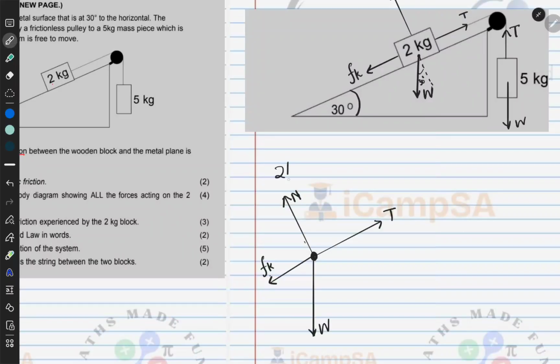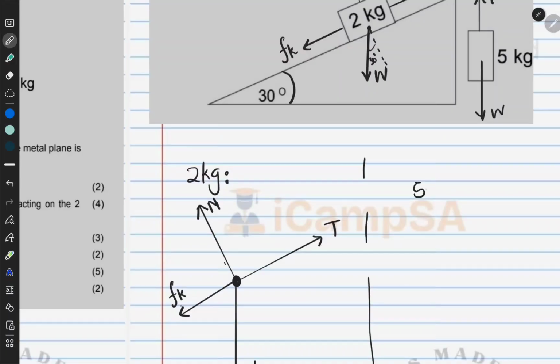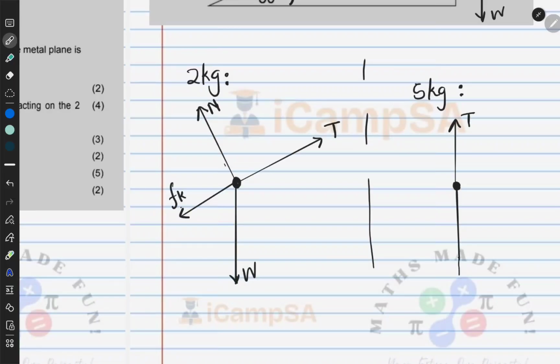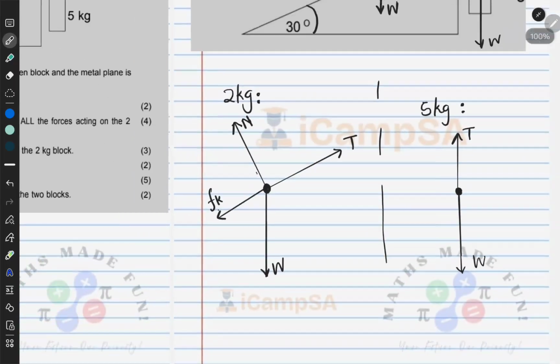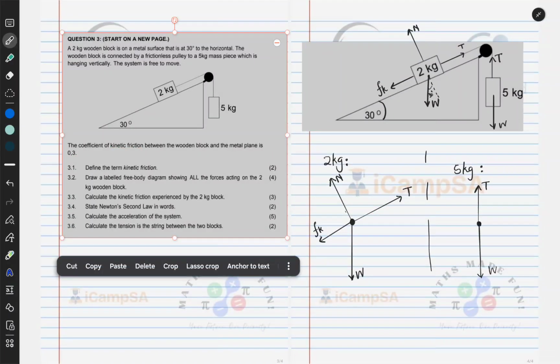We can annotate it. This is just on your separate piece of paper, so you haven't even started answering the questions. Then this is for our 5 kilogram block. This one is simple. It just has 2 forces in it, which is our tension T and the weight of the block, W. So these are our 2 free body diagrams. Now we can start answering the questions.